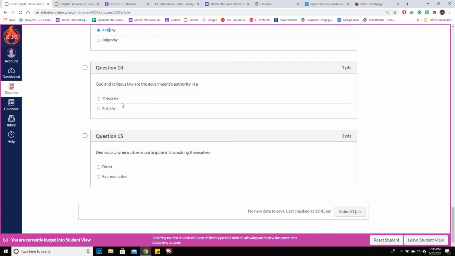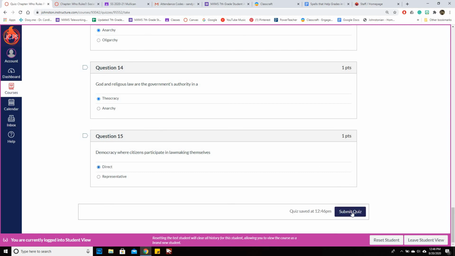Two more. We have God and religious law are the government's authority in a... It's going to be theocracy. We saw this further up, with Saudi Arabia. And finally, democracy, where citizens participate in lawmaking themselves. So the other one up there was representative. So this one is going to be direct.